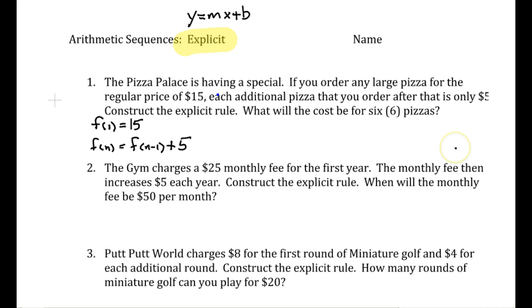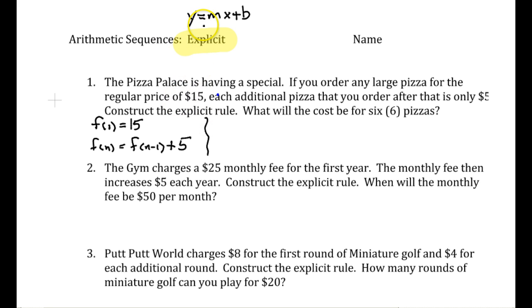So it says every additional pizza is $5, so if I know what the price of whatever was before, and I want another pizza, I just add $5 more. That's what this means. Take the previous price, add $5, that's what the new price is going to be, because every pizza is $5 more. So this was the recursive.